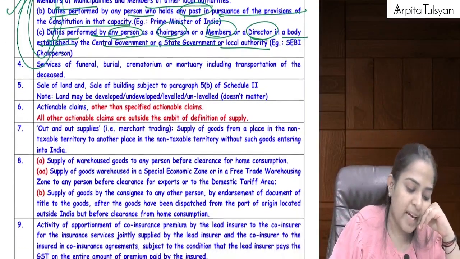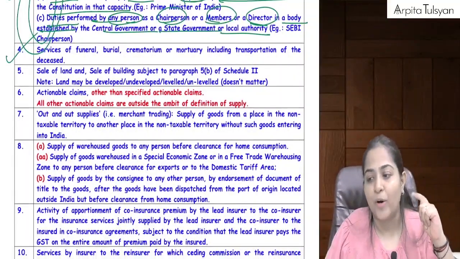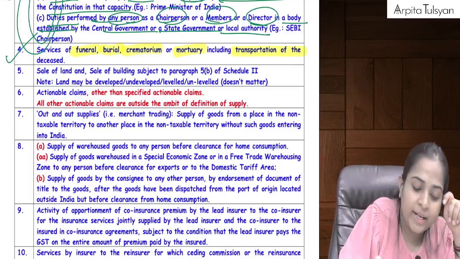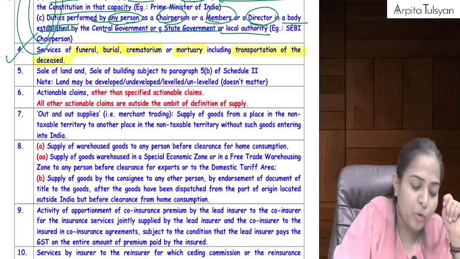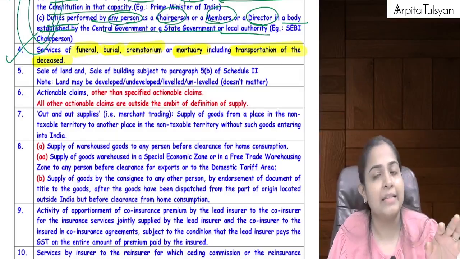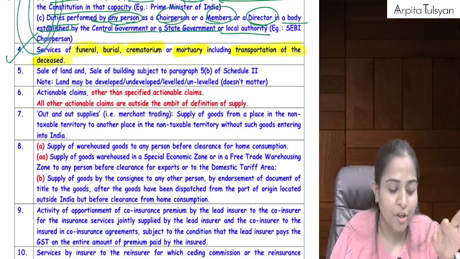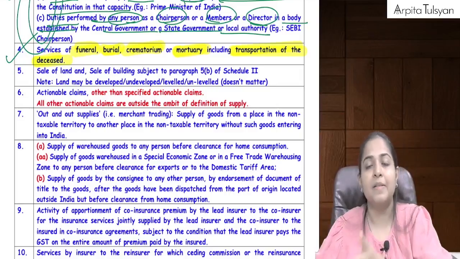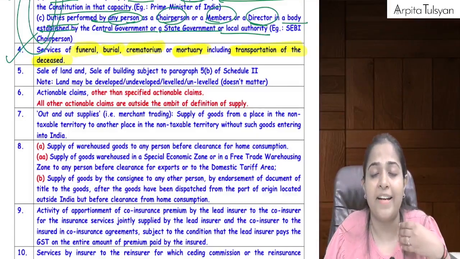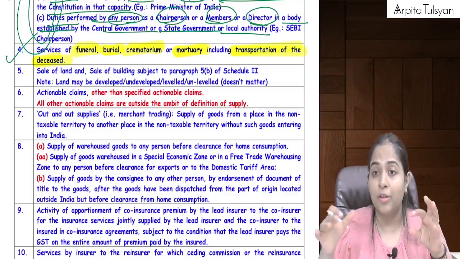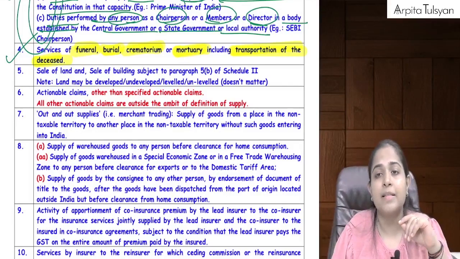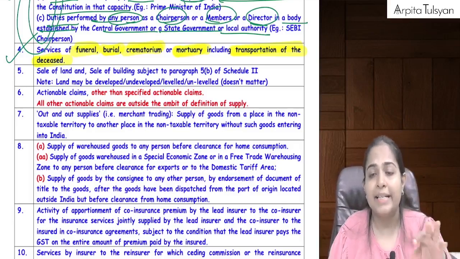Okay, then after that, next point. See what is the next point. Services of funeral, burial, crematorium or mortuary, including the transportation of deceased. So these are death related services, like after the death of a particular person, that person is taken to the crematorium or to some place where the final rites etc. are performed. So the person who is providing the services, the place etc., and whatever services he provides in relation to that, that is totally exempted from GST.